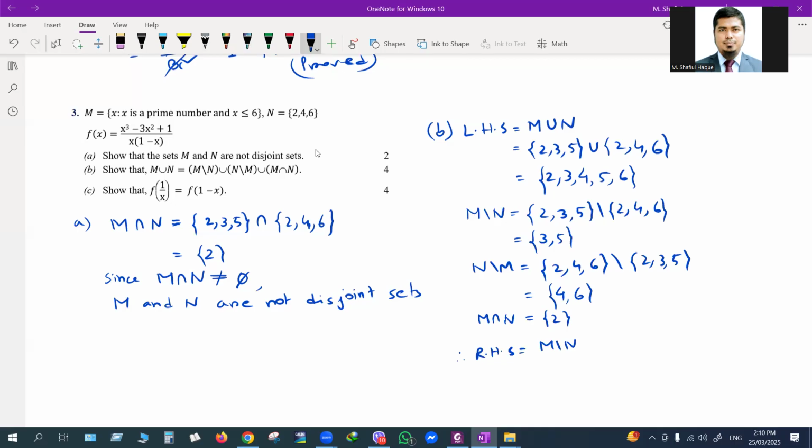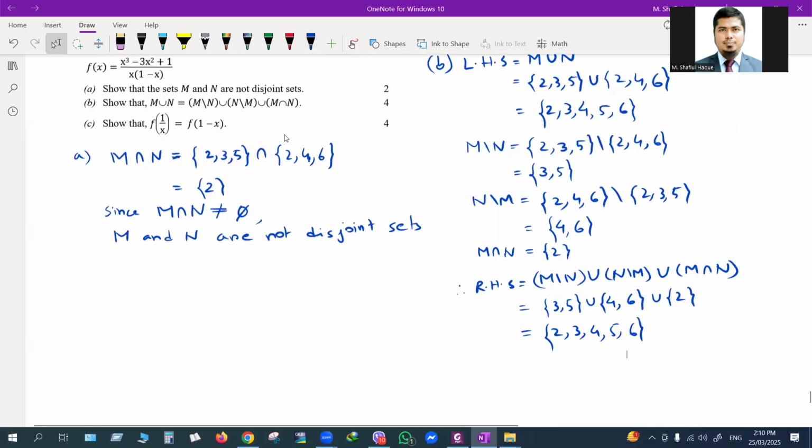Therefore, right hand side: M minus N union N minus M union M intersection N. So the first set is 3, 5, then it is 4, 6, then it is 2. So we got all the elements 2, 3, 4, 5, 6. So the left hand side and the right hand side are equal.